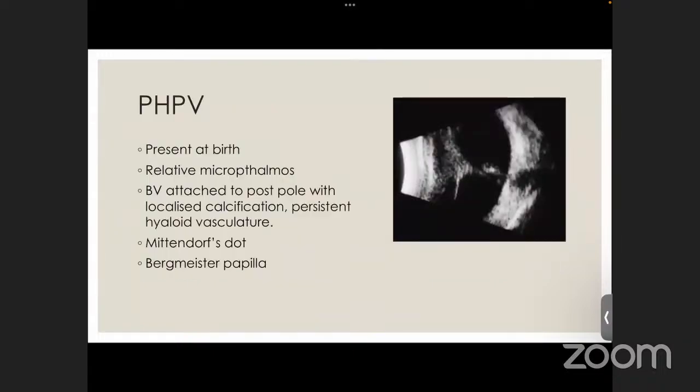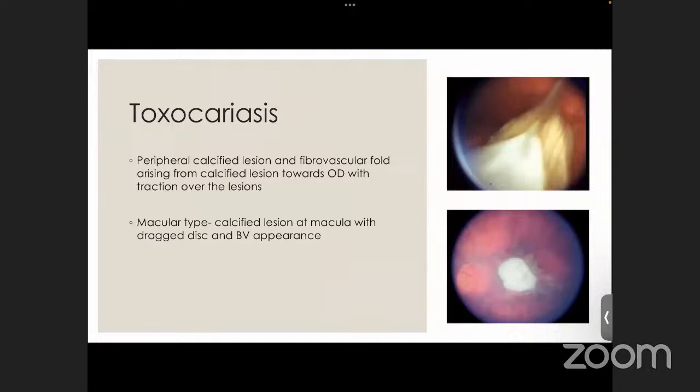Next is persistent hyperplastic primary vitreous. This condition will present since birth. The patient will have relative microphthalmos, and you will see the Mittendorf dot and Bergmeister papillae. You will also see blood vessels attached to the posterior pole with persistent localized calcification, which denotes the persistent hyaloid vasculature. On USG, you can see a fibrovascular band that is coming from the posterior lens capsule towards the optic nerve.